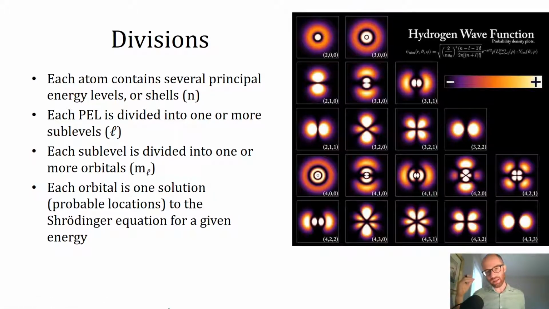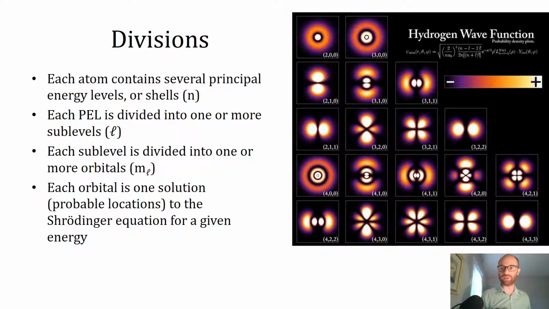So as we saw with the Bohr model, the atom has several principal energy levels. These are the shells that we were talking about, and they're numbered n, 1, 2, 3, 4, 5. Each principal energy level from here on out is going to be divided into one or more sublevels. We're going to represent that with the letter l. These are called quantum numbers. I'm not going to spend a lot of time on them, but I'm telling you what they are. And then each sublevel can be divided into one or more orbitals. So each image you see on this picture here, each of these is an orbital, one potential location for an electron based on the Schrodinger equation for a given atom.